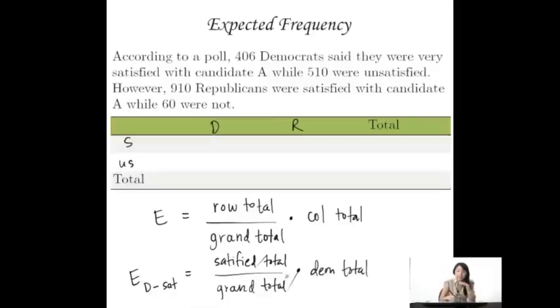So I could write it in this way, but what ends up is that this is just a more general way of saying this example. So when I say Democrat total, it's the same thing as saying column total, right? And when I say row total, it's really the same thing as saying satisfied total. And the grand total is the total number in our data set, period. Democrats, Republicans, lump them all in. All right.